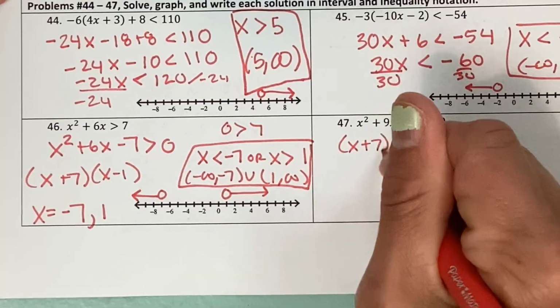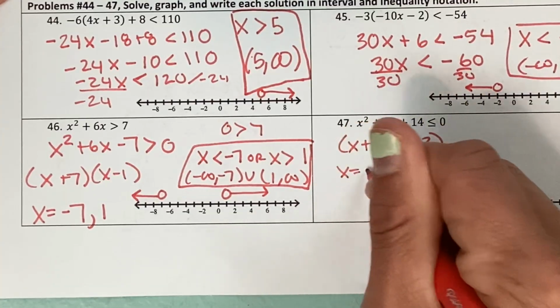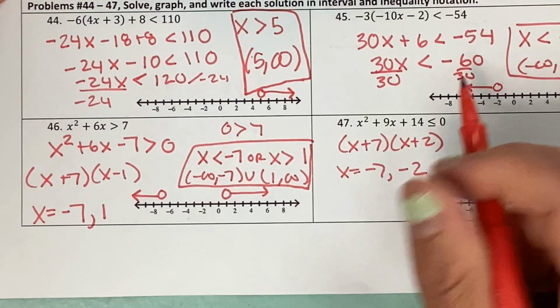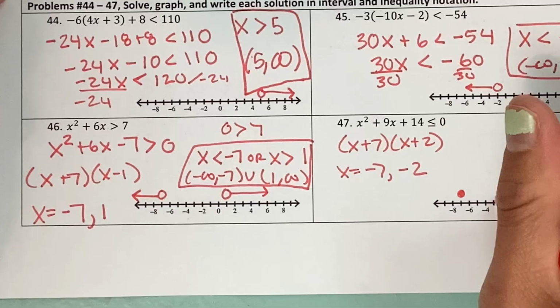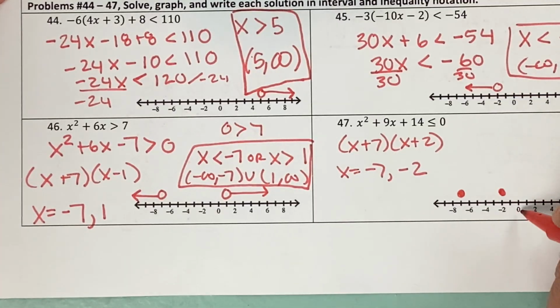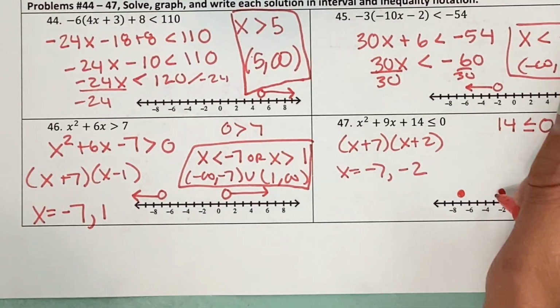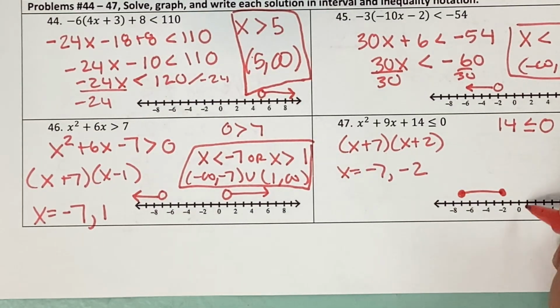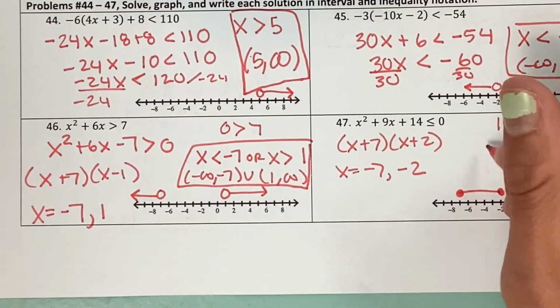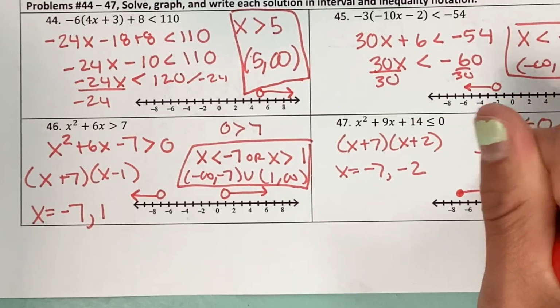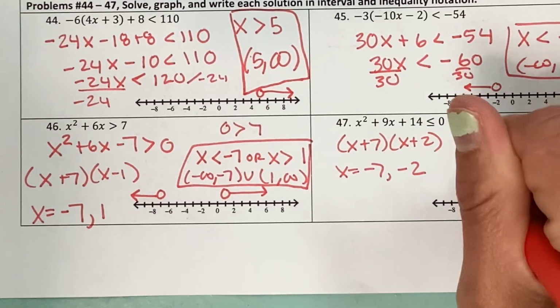Last one, x plus 7, x plus 2, -7 and -2. So -7, I'm going to have closed circle because it has the line, and -2 is going to have a closed circle. Now I'm going to test 0, and when I plug in 0 here, I get 14 is less than or equal to 0, which is not true. So this is going to go away from my test point 0 here. And so then my inequality is going to go from -7 less than or equal to x less than or equal to -2, or -7 in a bracket to -2 in a bracket.